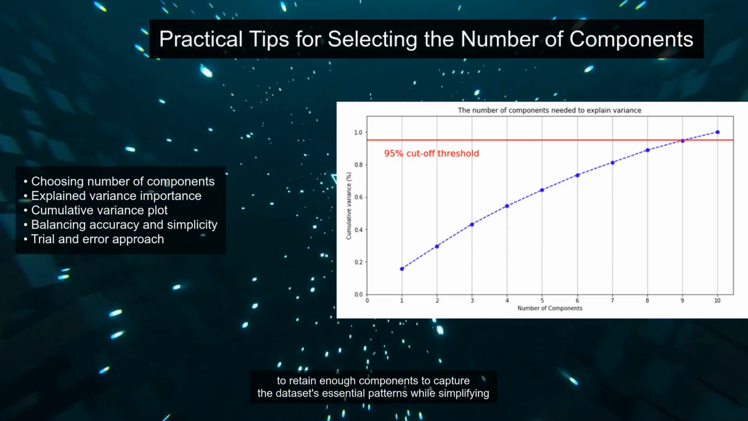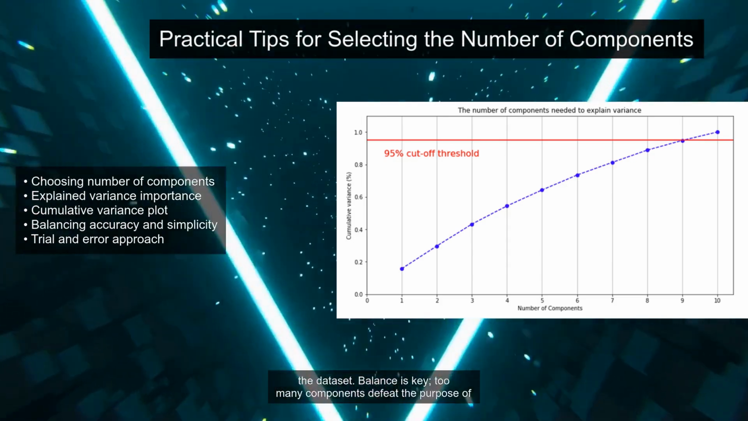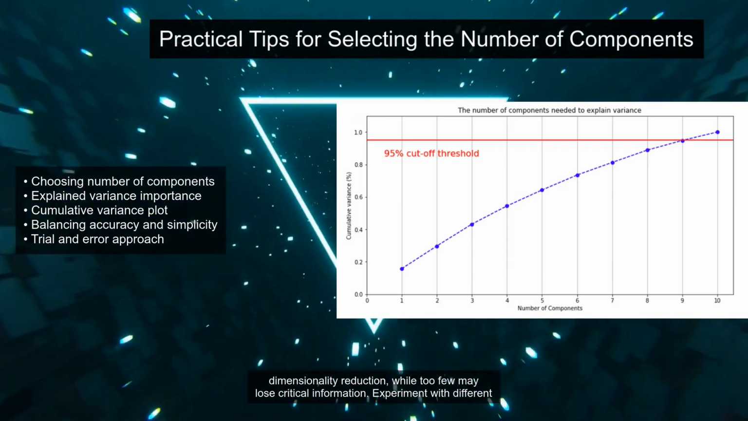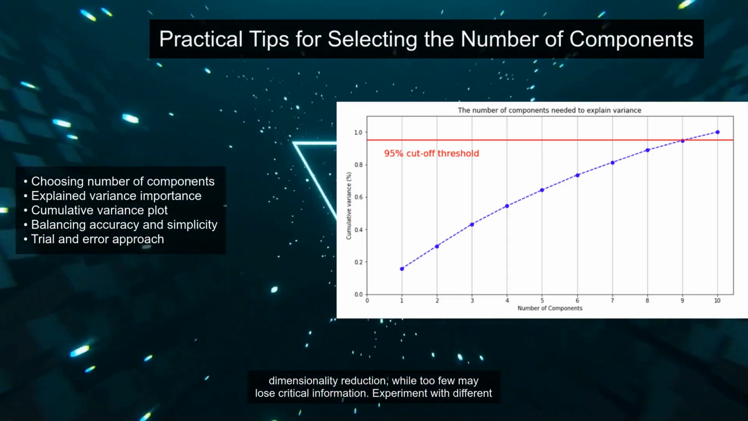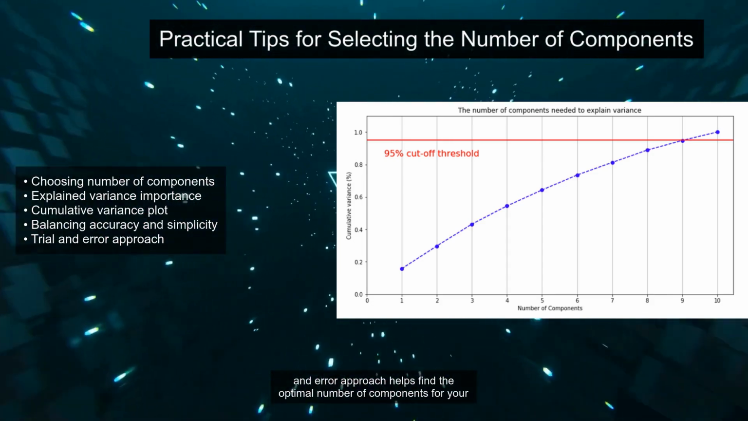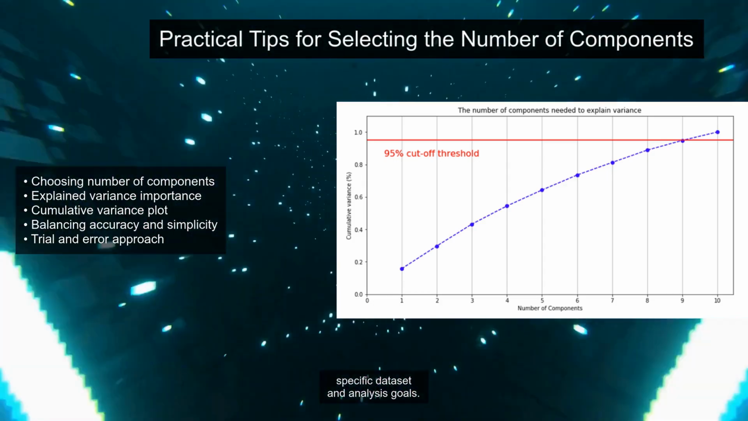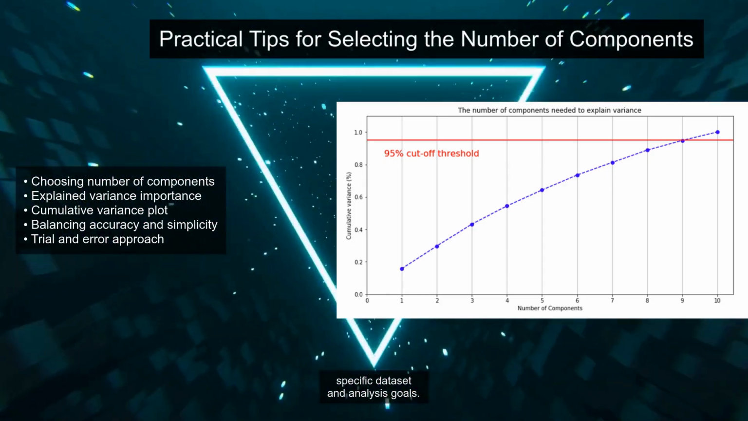The goal is to retain enough components to capture the dataset's essential patterns while simplifying the dataset. Balance is key. Too many components defeat the purpose of dimensionality reduction, while too few may lose critical information. Experiment with different numbers of components and evaluate their impact on your analysis. This trial and error approach helps find the optimal number of components for your specific dataset and analysis goals.